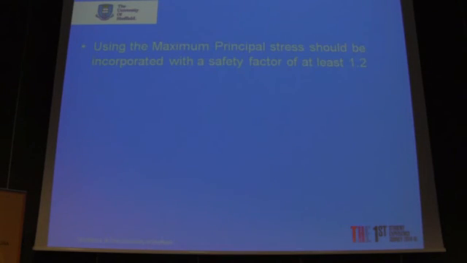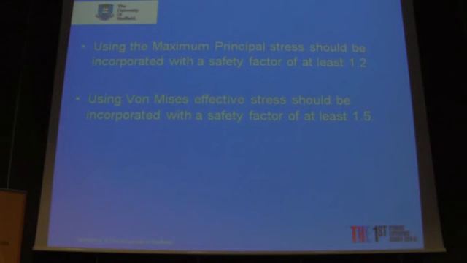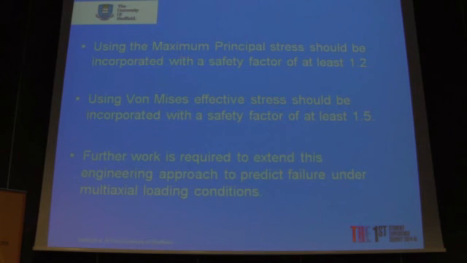To move on to some conclusions: using the maximum principal stress in this type of analysis means that a design safety factor of at least 1.2 could be implemented. And if the material is quasi-brittle, semi-ductile or ductile, and von Mises stress is used, then a safety factor of at least 1.5 should be used. Finally, further work is required to expand this engineering approach to the mixed mode case, which I am currently working on.